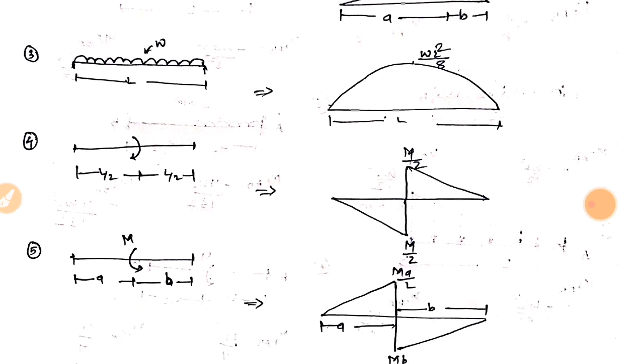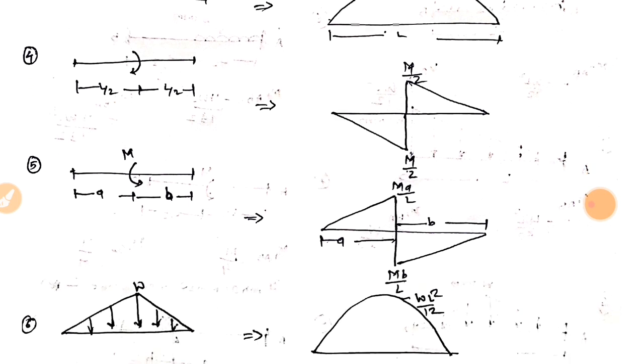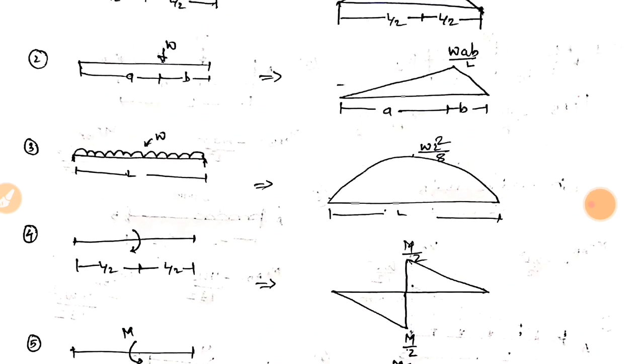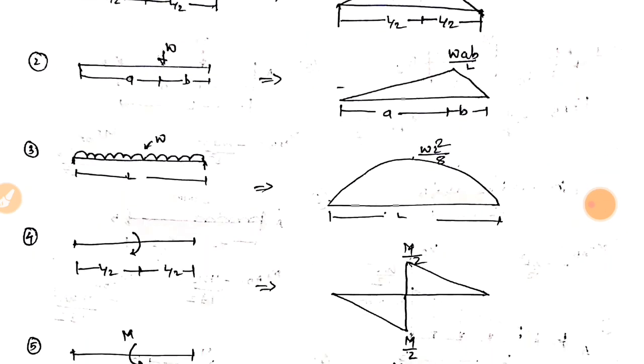When a central moment is acting and it is clockwise, M by 2 will be the value of the free bending moment, but the shape will be the right portion at the top and the left portion at the bottom. And anti-clockwise, I already explained, the left portion at the top and the right portion at the bottom. So anti-clockwise and eccentric moment is acting, so Ma upon L, Mb upon L. Then this type of UVL is acting, in this case WL square divided by 12, and this type of UVL is acting, at that time WL square divided by 9 root 3. So these are the important formulas and their shapes. So remember these things.